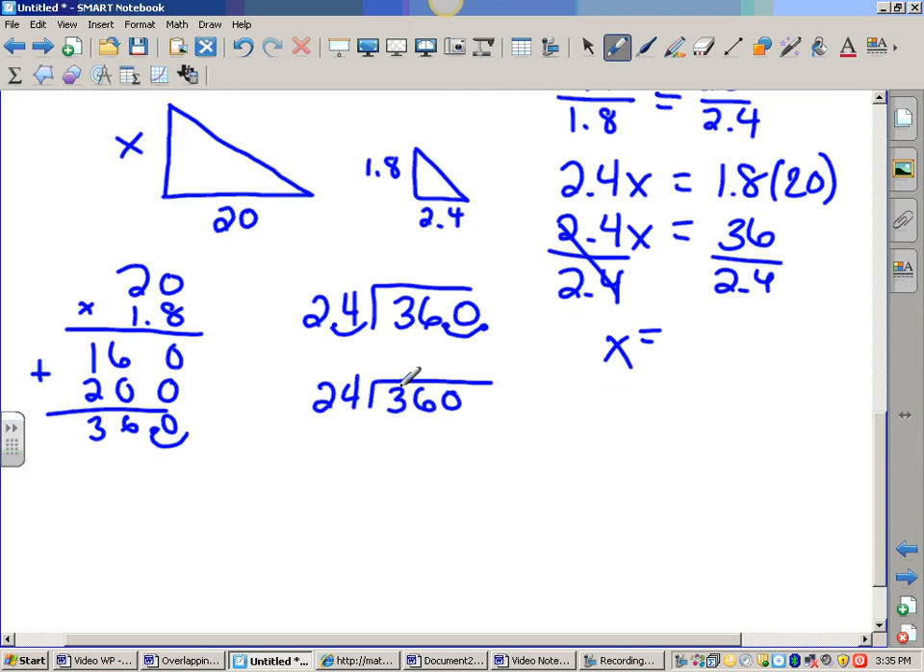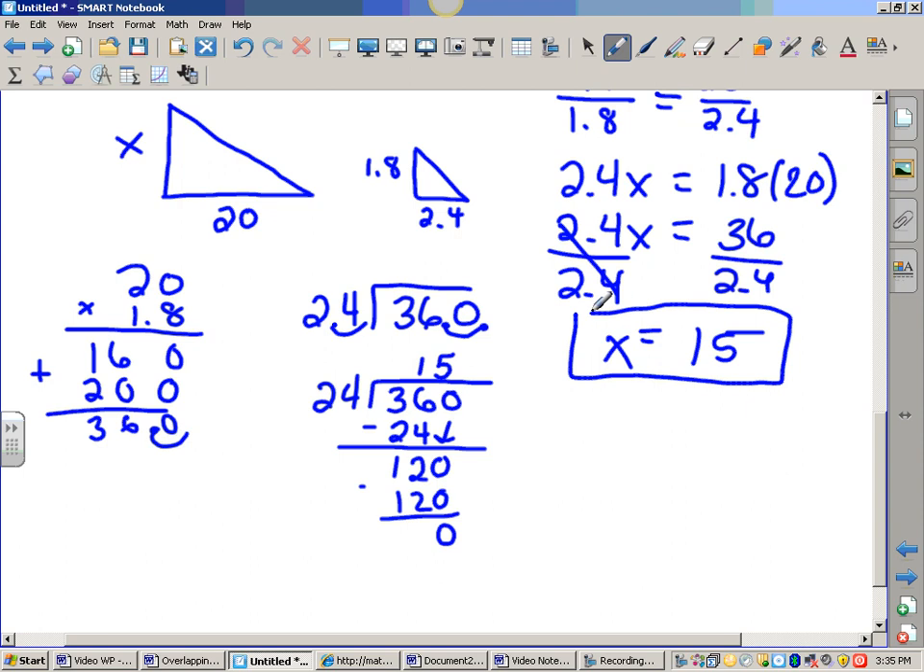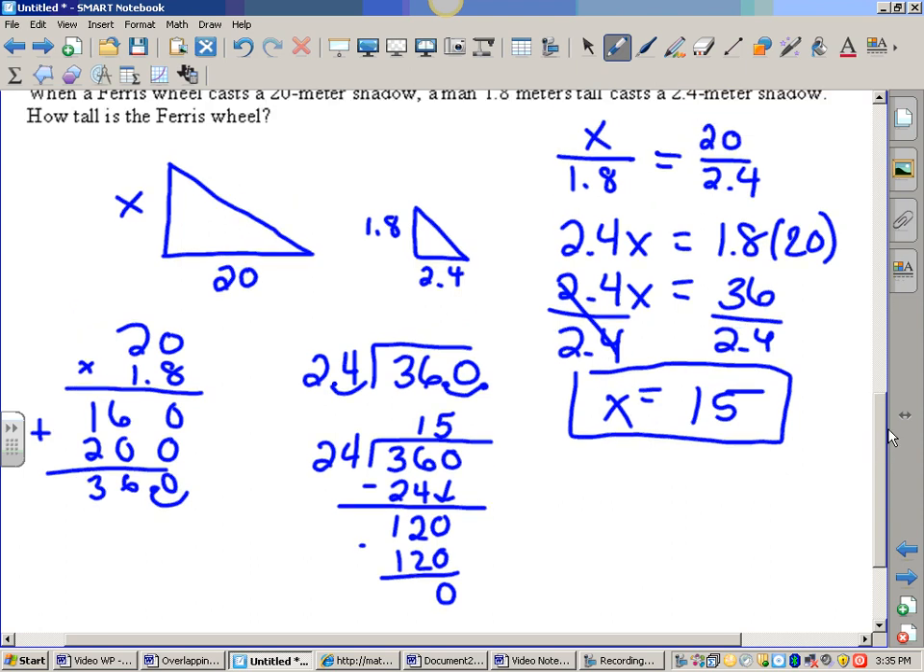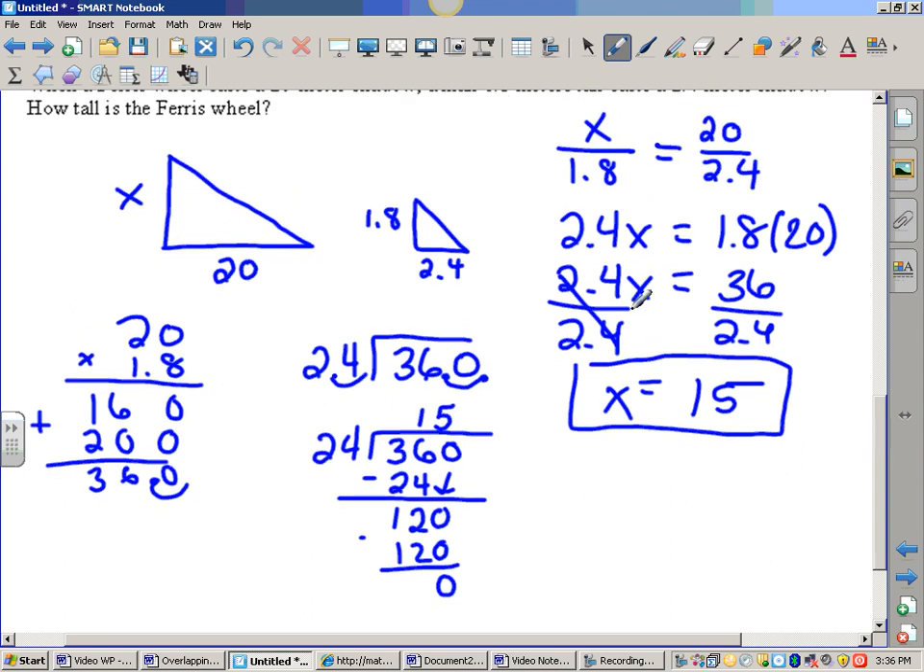24 goes into 36 once, with a remainder of 12. Drop your 0. 24 into 120 is 5, because 24 times 5 is 120, with a remainder of 0. So even though it looked challenging with your decimals, and I know a lot of you would have been very nervous doing that on your own, you do get the whole answer of 15.